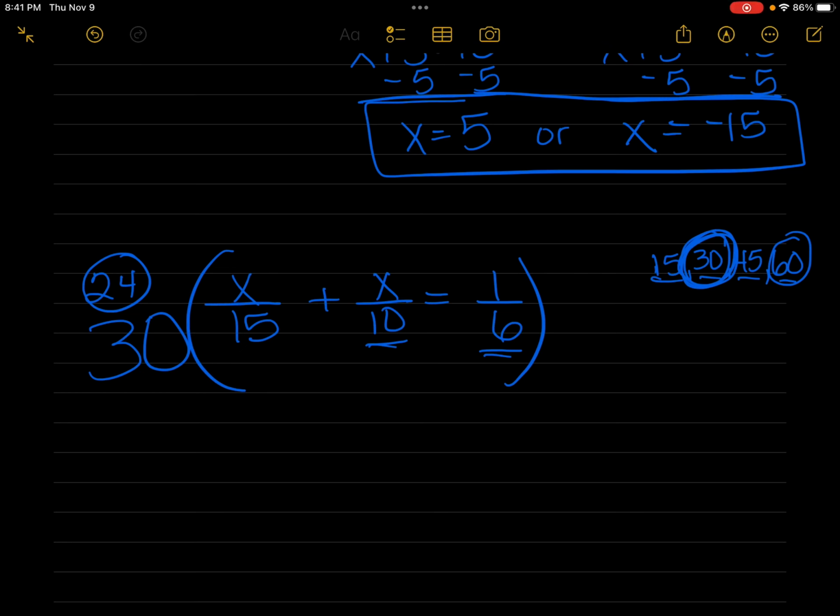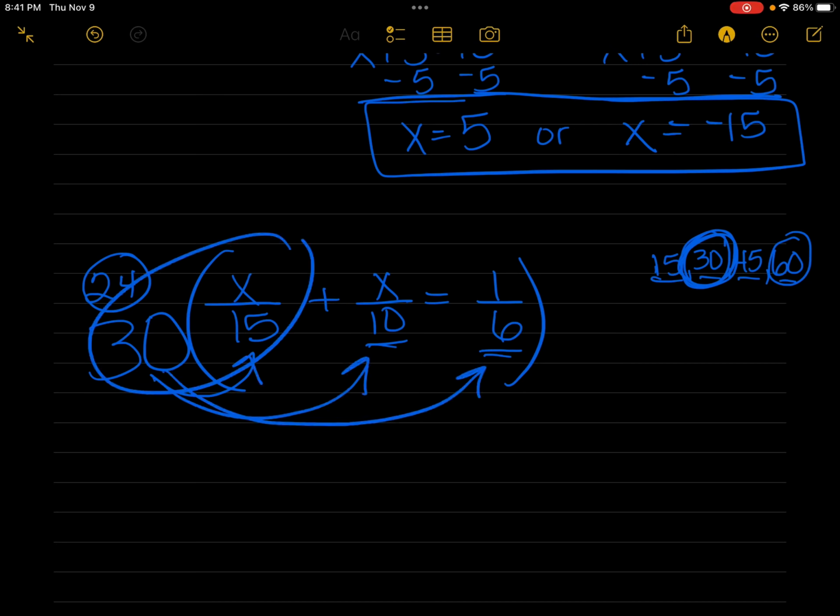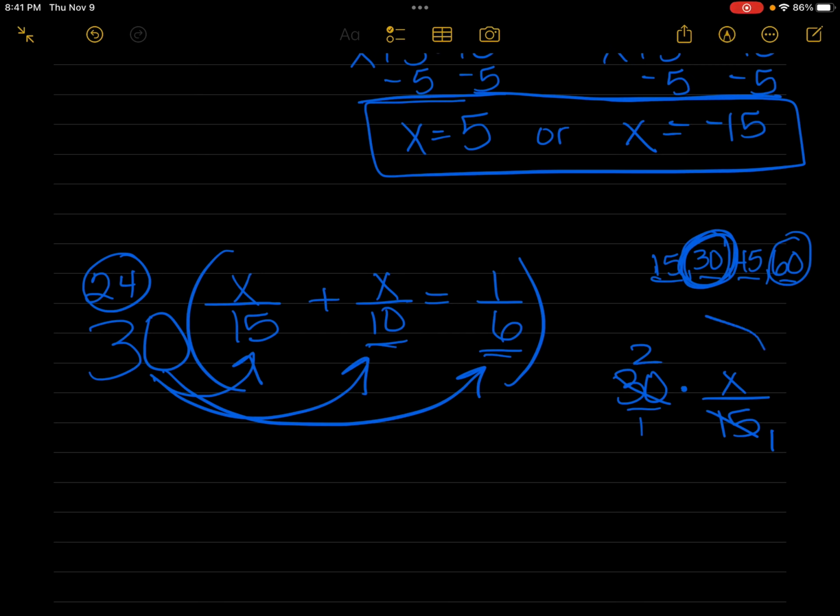So you want to multiply everything times 30, right? So I'll start with this one right here. If I'm doing 30 times x over 15, so 30 is like 30 over 1, I can simplify right here. Both of these can be divided by 15. And so now when I multiply these, I get 2x. So the first one is 2x.